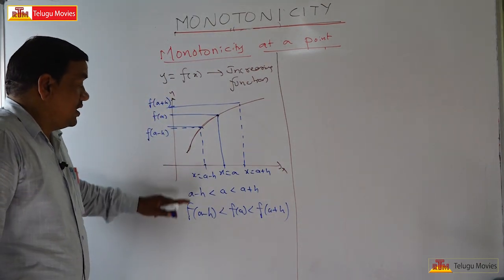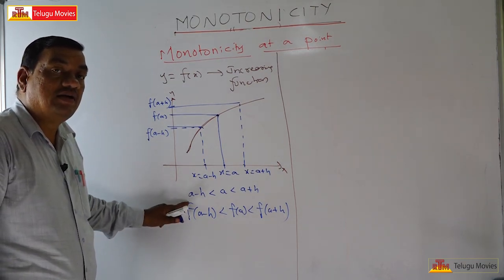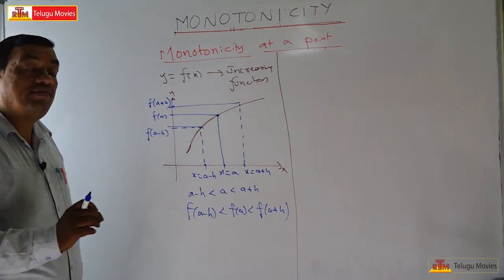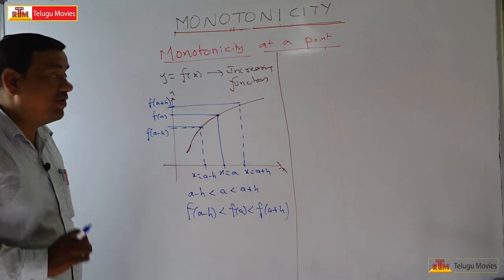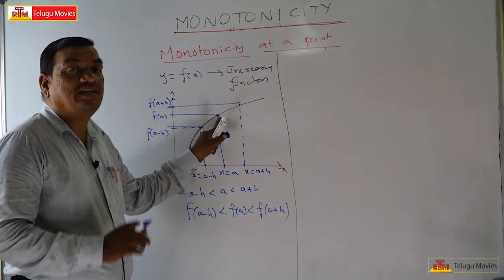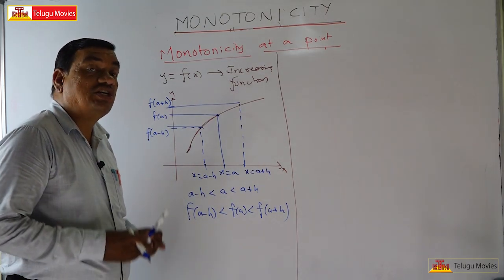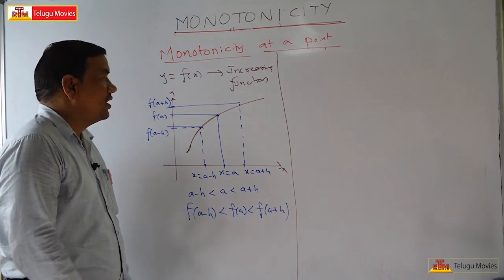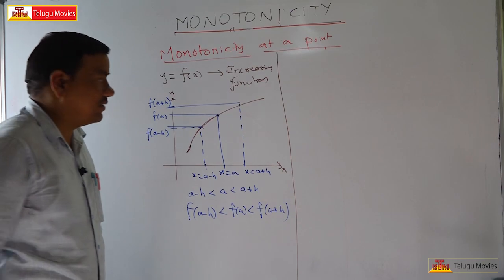Understand this? That means if this property is satisfied, we say that the function has monotonic nature, and moreover it is increasing at the point x is equal to a. The function is increasing at the point x is equal to a. Okay, now let us see the same topic for a decreasing function.